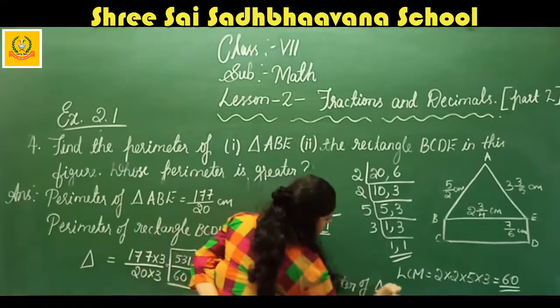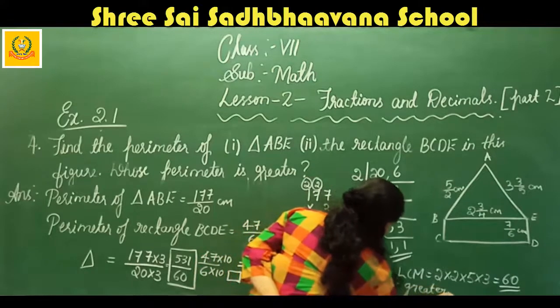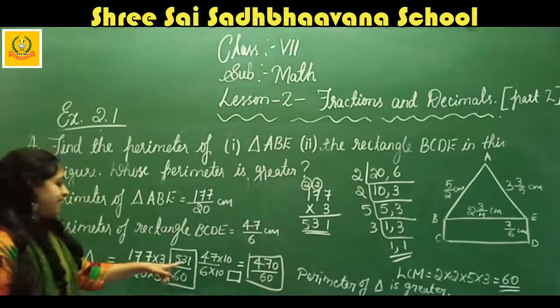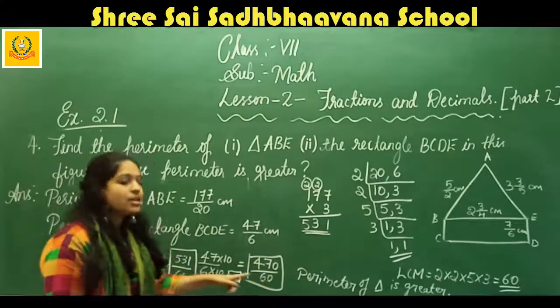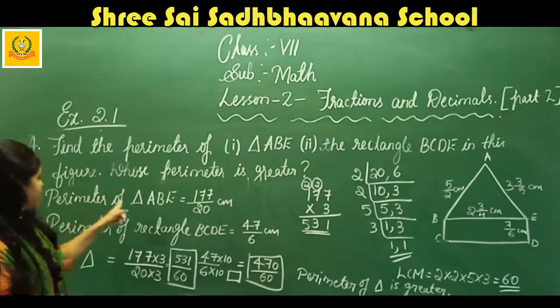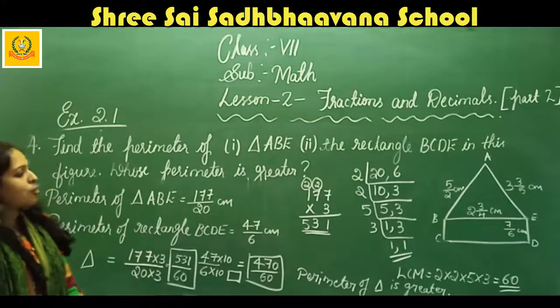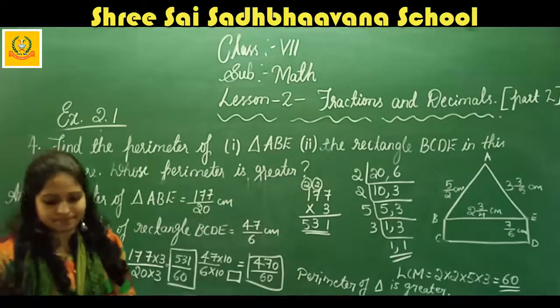Perimeter of triangle is greater. That is 531 by 60 and here it is 470 by 60. So the perimeter of triangle AB is the greatest one. Understood, children? I hope you have understood. So shall we see the next question then? Okay.